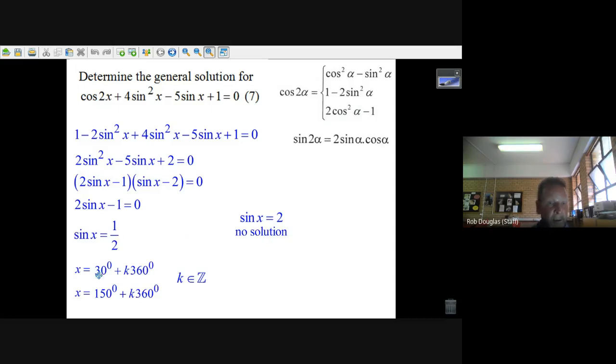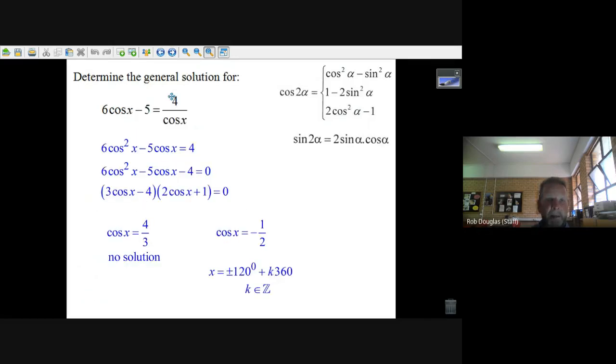But here your calculator says 30 degrees and 150 degrees. 30 degrees works, and we know that 180 minus 30, or 150, is the other solution. And this is your general solution for this equation here. Now, the next one is basically the same thing. In this question, you multiply everything by cos x, you get cos squared x minus 5 cos x. It cancels here, you get a 4, subtract 4, you factor it, and you let both factors equal 0. And here it's cos x equals minus a half.